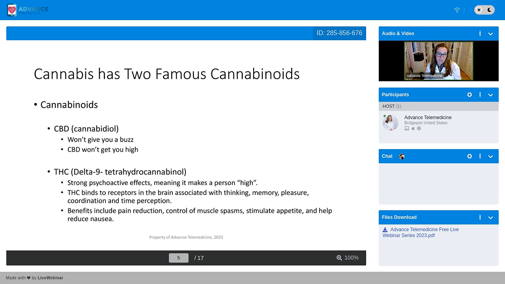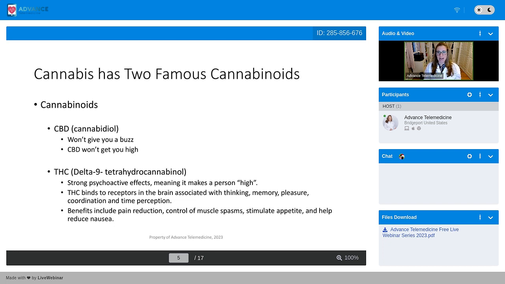So, CBD, it won't give you a buzz, it won't get you high. Whereas THC is kind of the famous part of the plant when people think of, oh, I used weed, I used marijuana, that does cross the blood brain barrier and does give you that euphoric, impaired high feeling. In this presentation, we're not going to be talking too much about THC. That will be in future presentations, we'll focus more on that. This part is focused more on CBD.